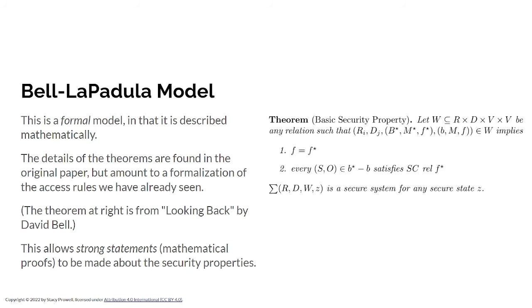This is a formal model, and in fact, if you read the original paper, or you read the more recent one, "Looking Back," you'll find formal definitions of all this stuff where they are specified as state machines. It's surprising how formal this stuff is. So you see over here the basic security property. W is a cross product of all these sets, and it builds an automaton, and then he proves things about that automaton. The details of the theorems are in the original paper, but you can go find them also in "Looking Back." And the fact that it's a very formal model allows me to make very strong statements backed up by mathematical proofs about the security properties of this system. And if you correctly implement it so that all the basic assumptions are met and you know they're satisfied, those theorems are going to hold and you're going to be secure in this way.